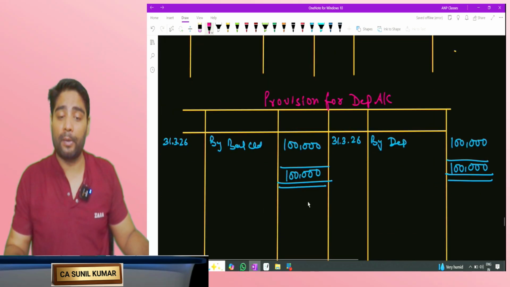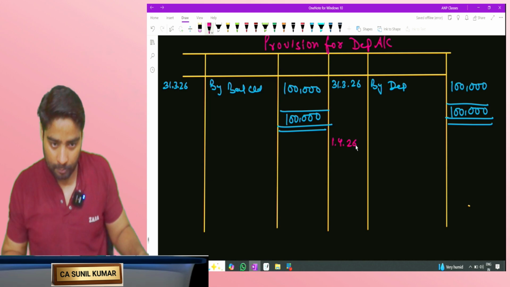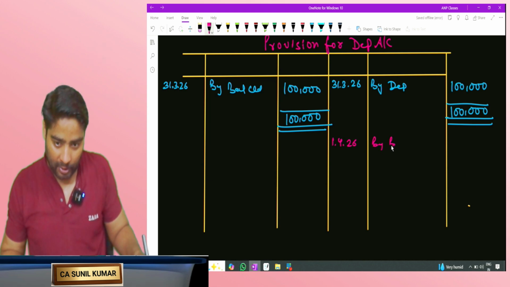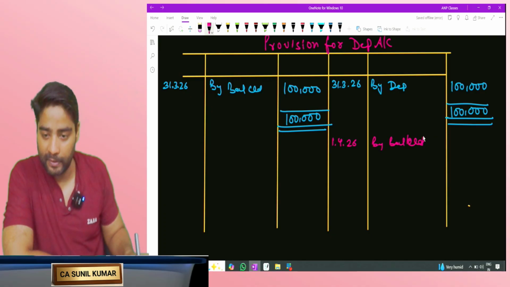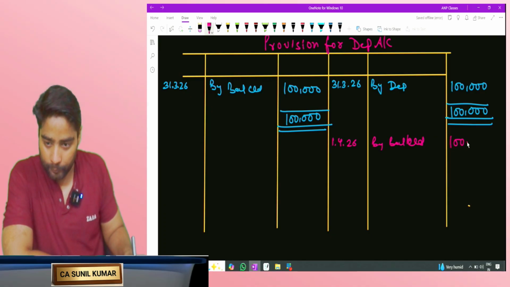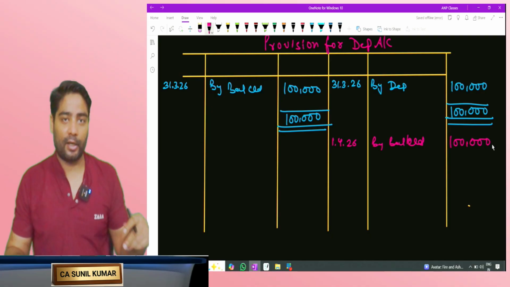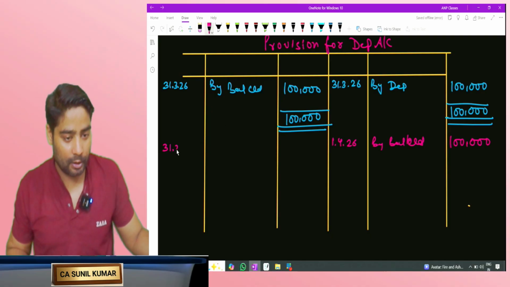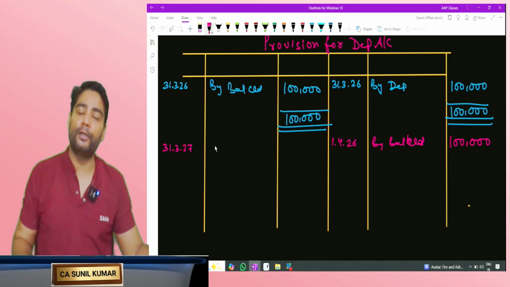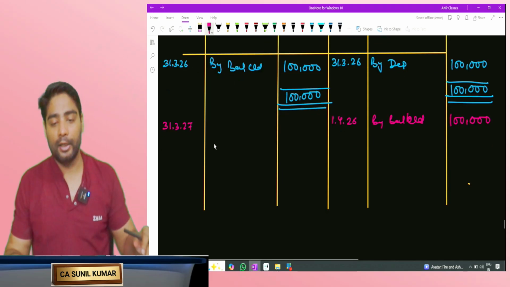And in provision for depreciation, sir, here, 1/4/26, by balance b/d, brought down, because it is the opening balance. Opening balance will be written as brought down. Okay. Now, at the year end, on 31st March 27, what will we do, sir? We shall charge depreciation.